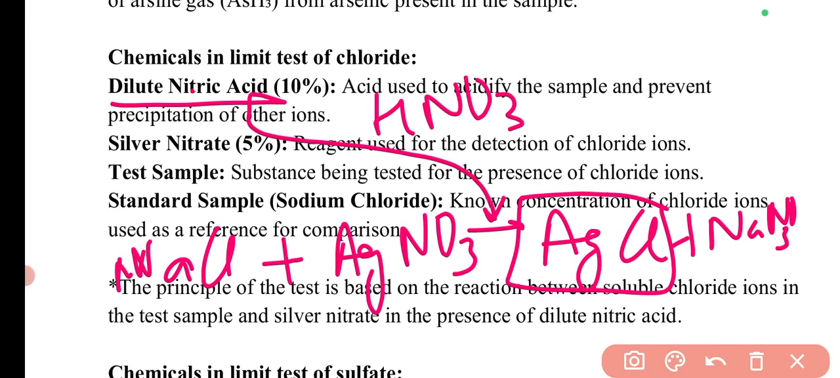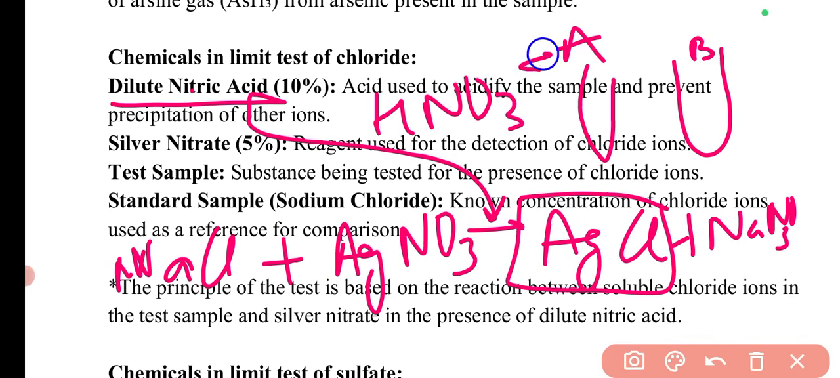Basically, there will be two test tubes, so we can call them A and B. In A we are checking the concentration of AgCl, and the other is a standard solution in which we have the known concentration of chloride ions. There will be opalescence or turbidity in the test tube, which will tell us the presence of chloride ions, and how much quantity is present. So this is the main thing.